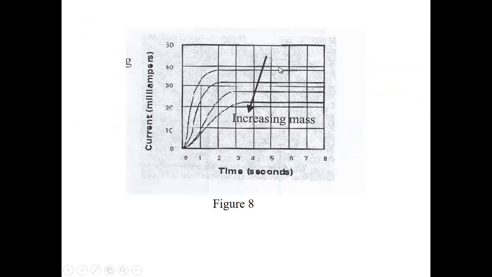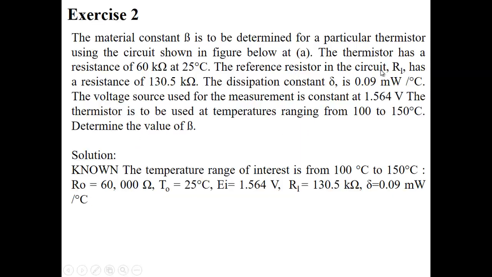Figure below, this is A here, the thermistor. The thermistor has a resistance of 60 kilo ohm at 25 degrees C. The reference resistor in the circuit, R1, has a resistance of 130.5 kilo ohm. The dissipation constant is 0.09 milliwatt per degree C. The voltage source used for the measurement is constant at 1.564 volt. The thermistor is to be used at temperatures ranging from 100 to 150, so in the solution you can do 100, 125 and 150. So you have three temperatures, and then determine the value of beta. This is given to you in the question.